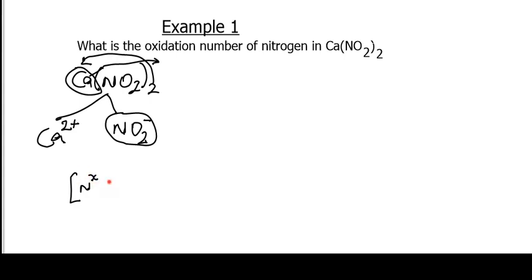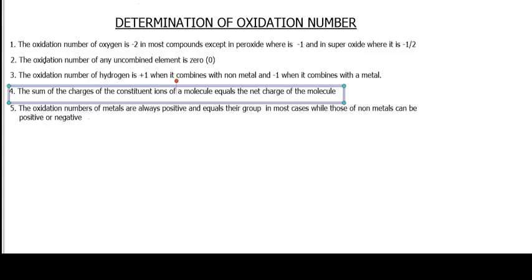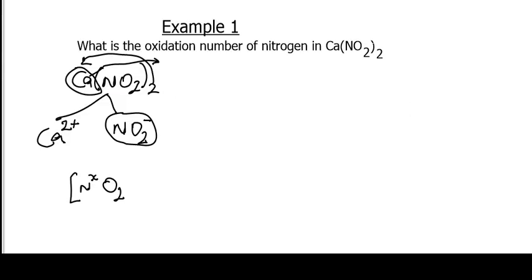Let's call it X. And the oxygen, the 2 oxygen, like it's said in the law. If you check number 1, the oxidation number of oxygen, which is the charge of oxygen, is -2 in most compounds. That is to say, the oxygen here can be taken as 2 minus.